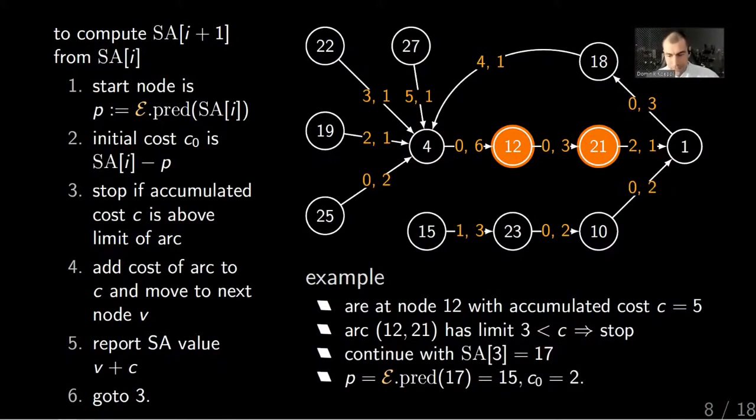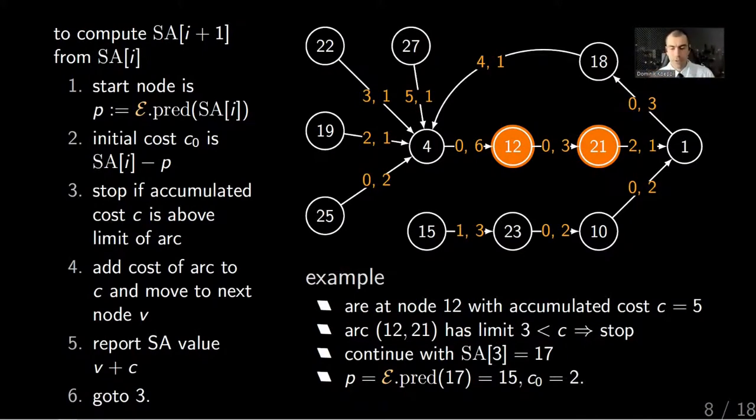Okay, here for this arc, we are stuck because the limit is just 3, and this is large. The 3 is less than what we've already accumulated as costs, so 5. So we have to stop. And here you can see why we need these limits, because it tells us that the currently chosen predecessor, which we assumed here, 12, and we had the suffix array value 17, that 12 is no longer the direct predecessor, but a predecessor of some other predecessor.